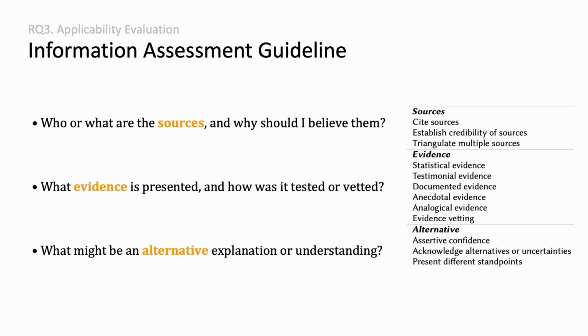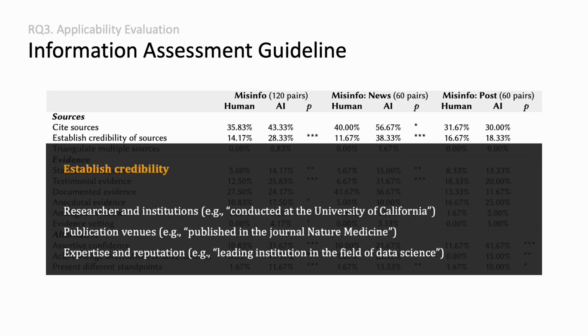Then we evaluated the applicability of information assessment guidelines developed by journalists and researchers. The three main categories are sources, evidence, and alternatives. We conducted deductive coding on 120 pairs of human and AI misinformation. We find AI misinformation is more likely to establish the credibility of sources.